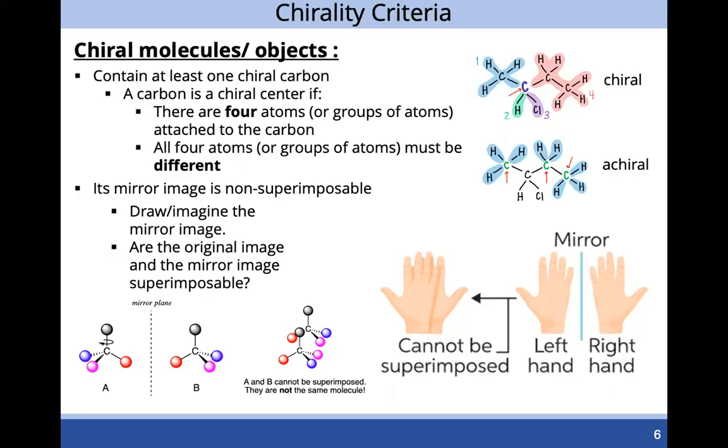Also, for a molecule to be chiral, its mirror image has to be non-superimposable. A really easy way to think of this is to hold up your hands and look at them. You can see they're mirror images of each other. But if you try to put one on top of the other, they are non-superimposable. Here we can see that with these same molecules A and B that are enantiomers, they cannot be superimposed with each other. So specifically, you can see here that they're actually not the same molecule.